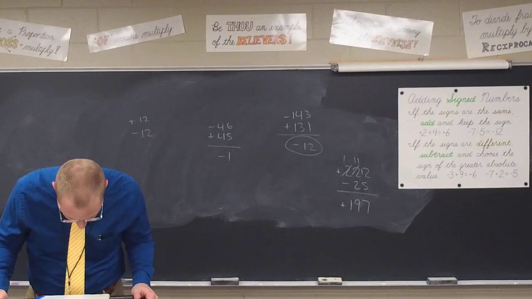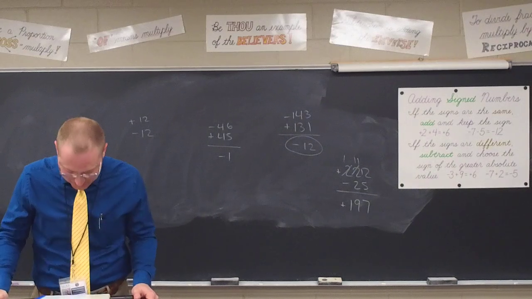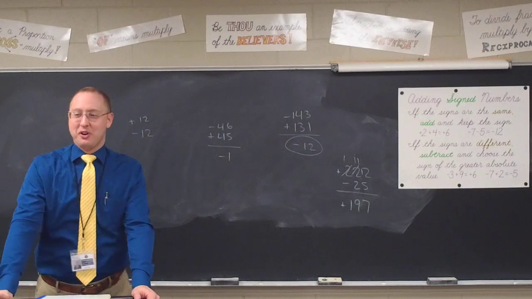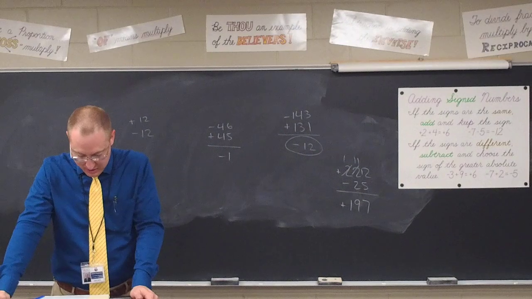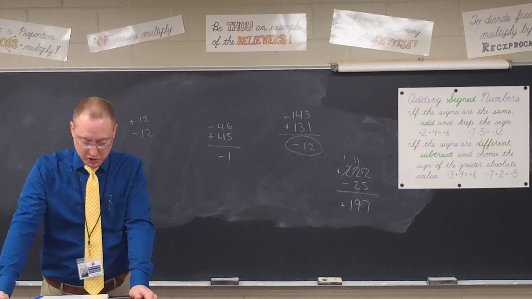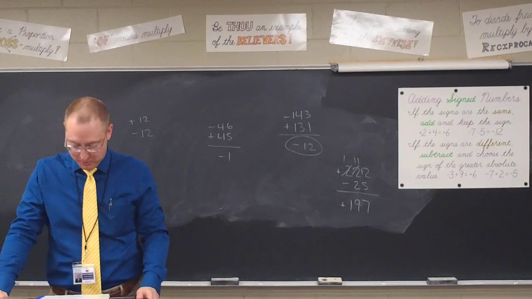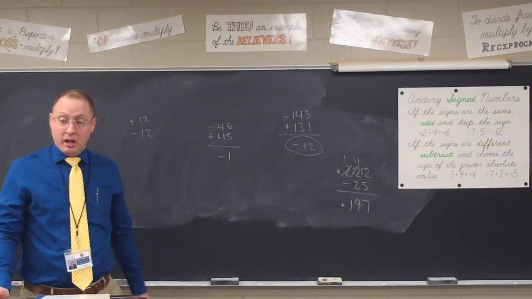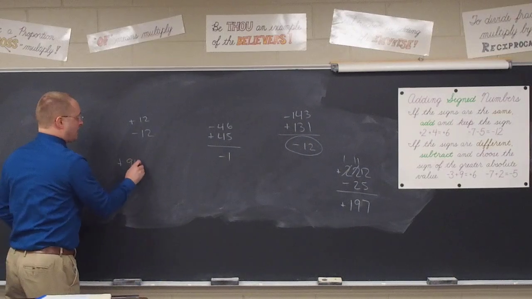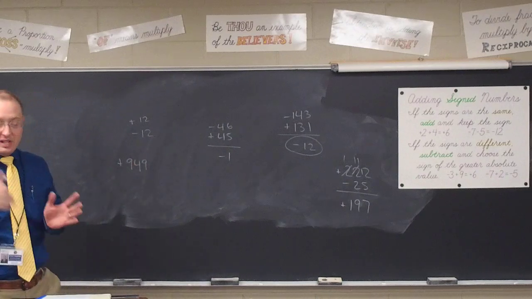Number 64. What do we have to combine first on this one, Luciana? 678 and 271. Sure, let's combine those together. And what do we get when we combine them? 949. That's a positive 949. Okay, that's the positives. Now we've got to add the negatives together.